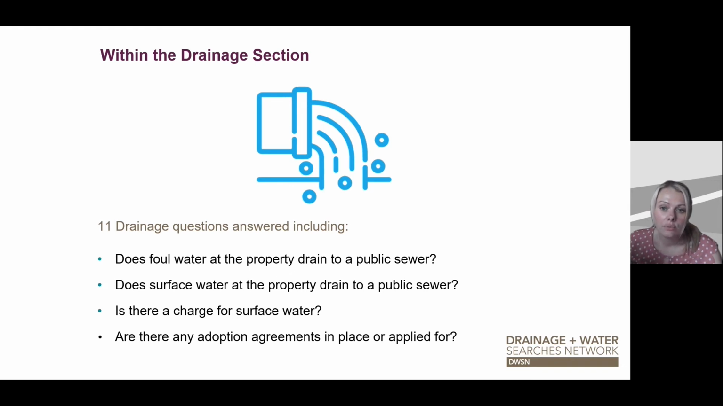So within the search results, we will explicitly tell you if foul water from the property is connected to the public sewage system, and if surface water is connected to the public sewage system, and if there's a charge for both services. We will also state if there are any adoption agreements, commonly known within the industry as a Section 104, for sewage pipes serving the property. If this agreement is there, we will tell you if it's in place or in preparation. We will also tell you if a bond has been taken from the developer.